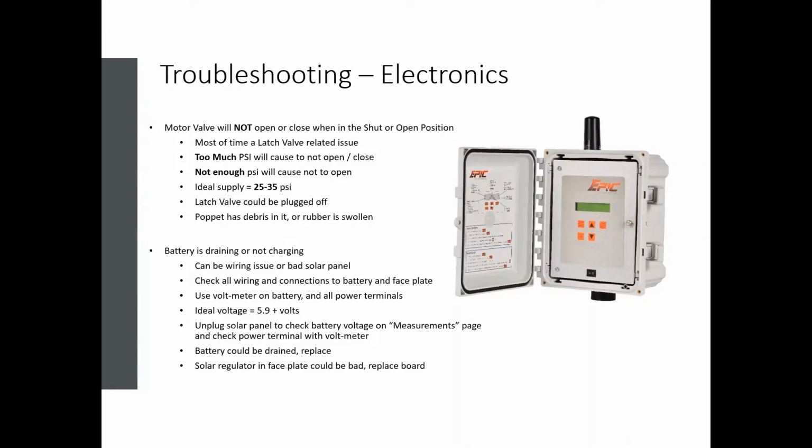Battery issues are usually related to wiring issues within the solar panel and not charging the controller. Check all the wiring, make sure there's nothing making contact that shouldn't be, and make sure everything's in the proper spot when the wires are inserted, and make sure you have plenty of voltage, with the ideal range being over 5.9 volts.